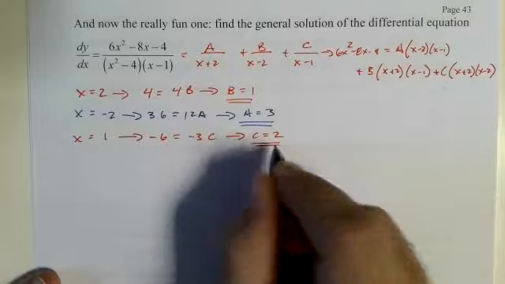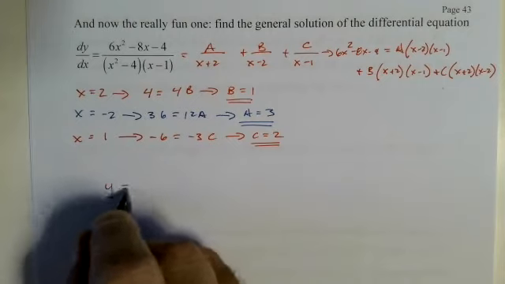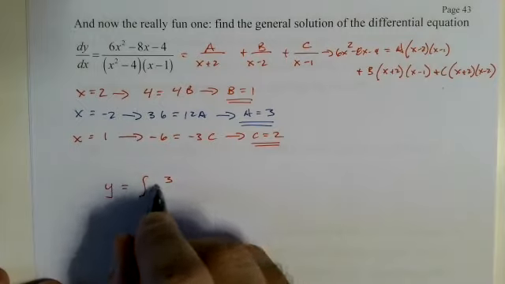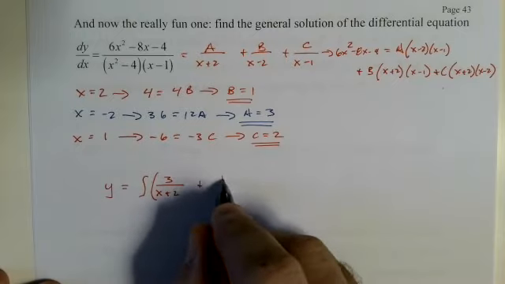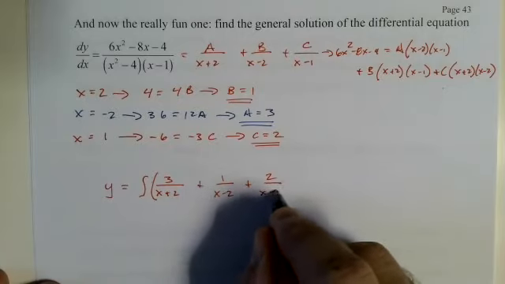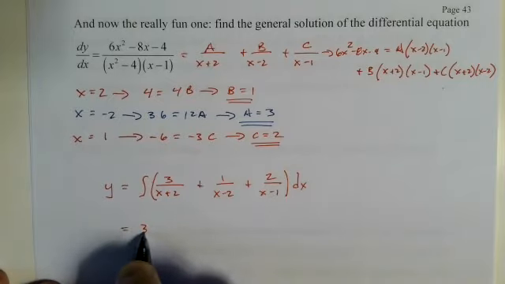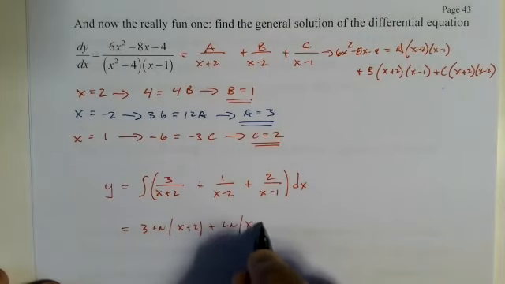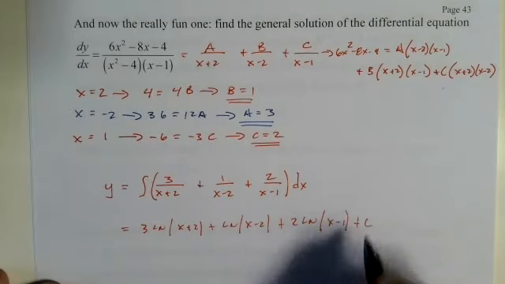C equals 2. Man, that's hard work. All right. So y equals the integral of 3 over x plus 2 plus 1 over x minus 2 plus 2 over x minus 1 dx, equals 3 ln of x plus 2 plus ln of x minus 2 plus 2 ln of x minus 1 plus c.